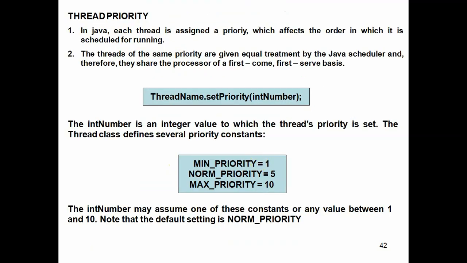Then thread priority. We have already seen this in previous slides. In Java each thread is assigned a priority which affects the order in which it is scheduled for running. For setting the priority we have the setPriority method that takes a priority constant like 1, 5, 10 or the constants MIN_PRIORITY, NORM_PRIORITY or MAX_PRIORITY. The thread that has the highest priority will be taken for execution first.